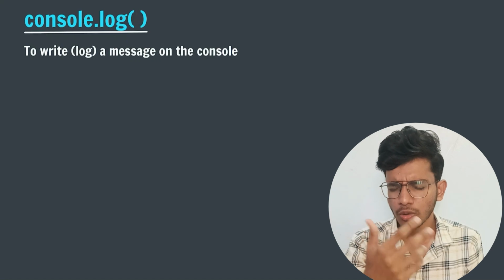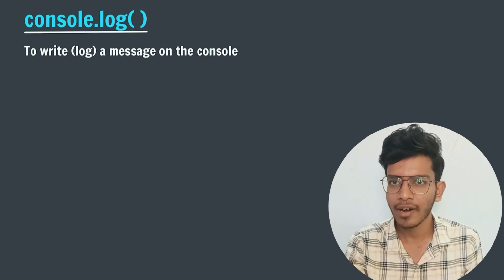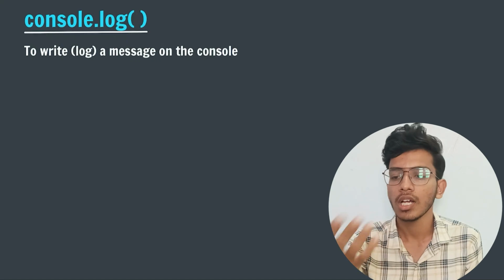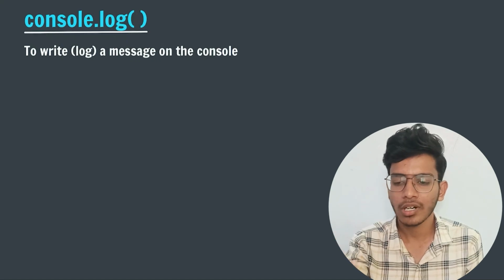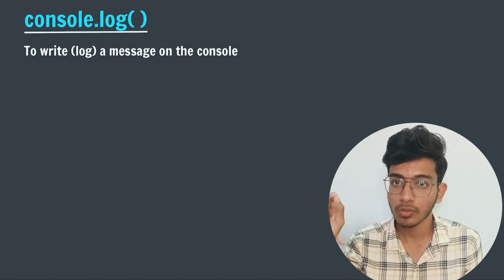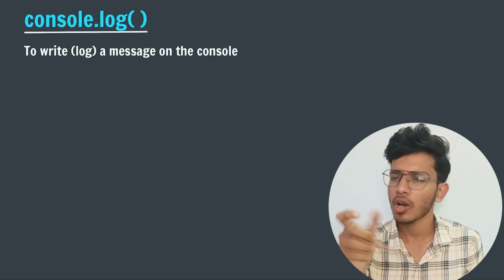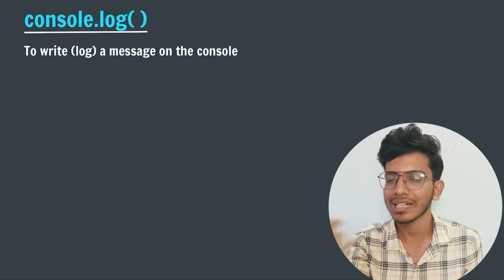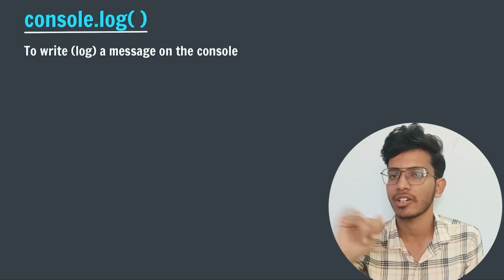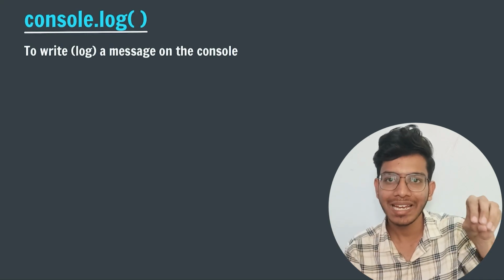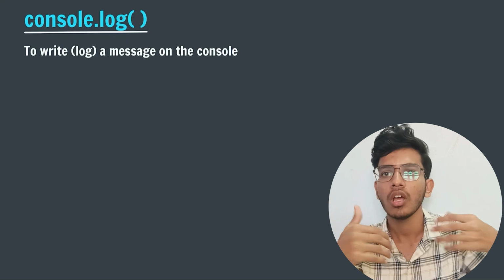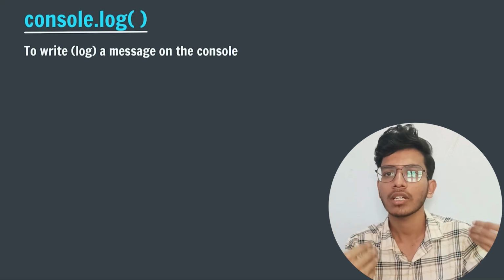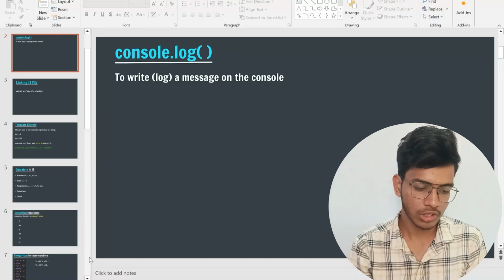And if you want to draw parallels with Java, since we have studied Java, in Java we write system.out.print to print a message or whatever we want in our terminal, in our Java file. Similarly, to print anything in our console, we use console.log. So let me show you how this will work.